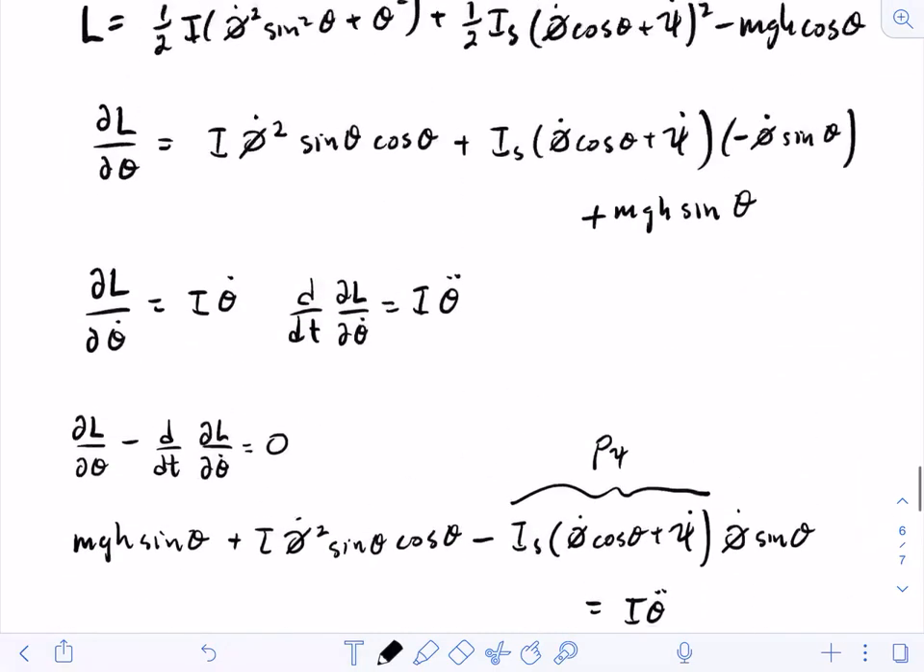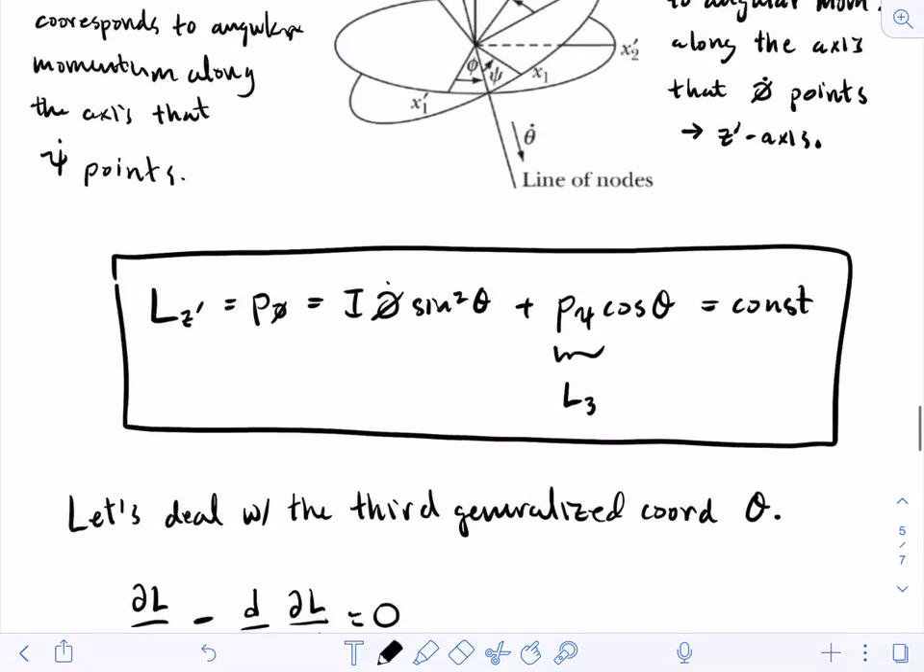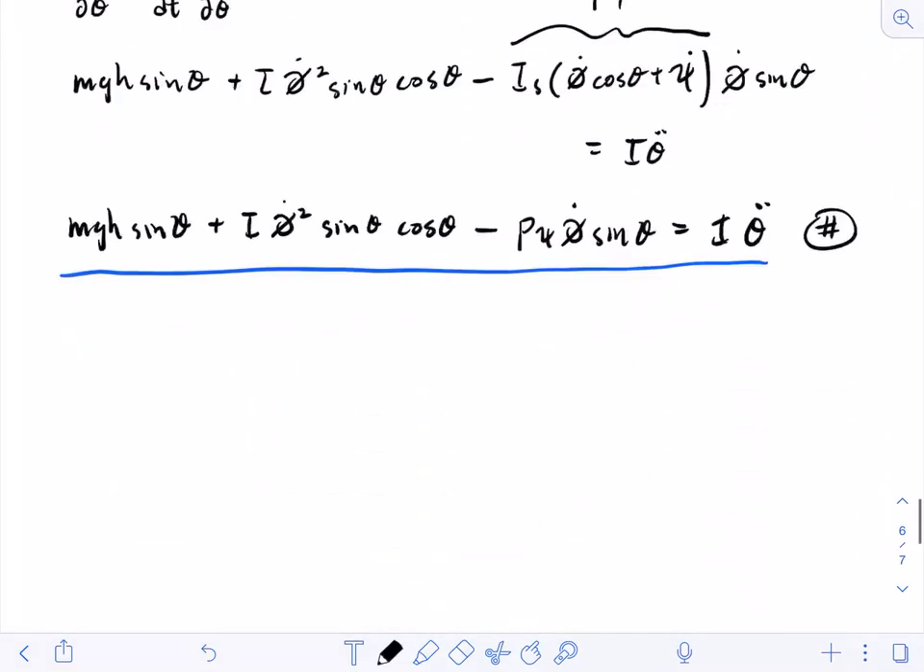Okay, so what I want to do is go back to this angular momentum about the fixed z-axis. We're going to take a derivative with respect to time, and say that that has to be equal to 0 because we said that this was a constant angular momentum. Okay, so let's do that. So let's consider dLz prime dt and say that that has to be equal to 0.